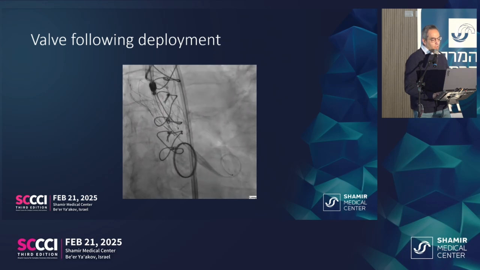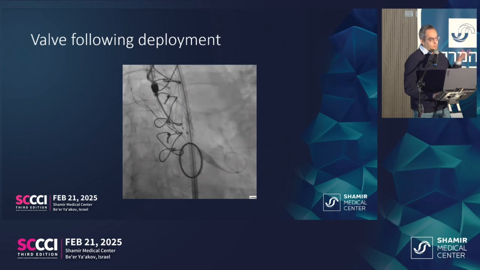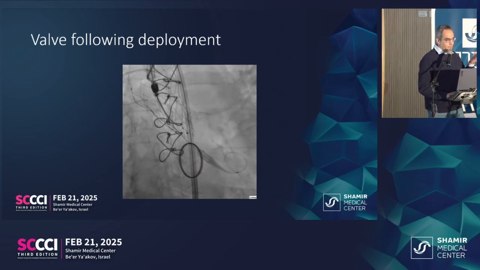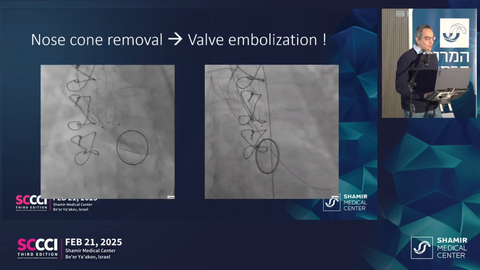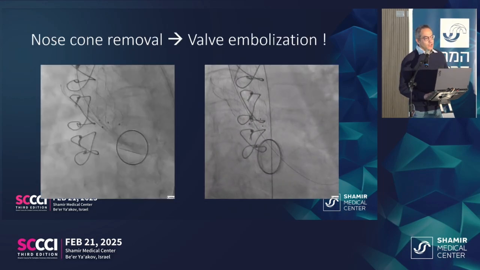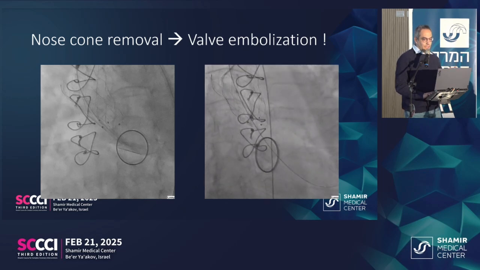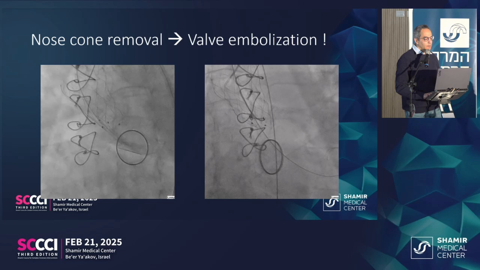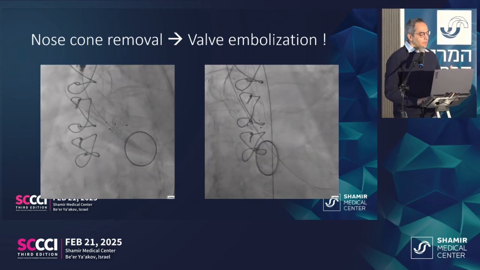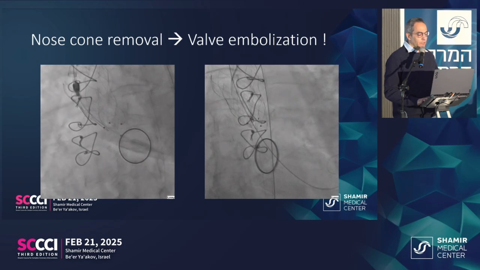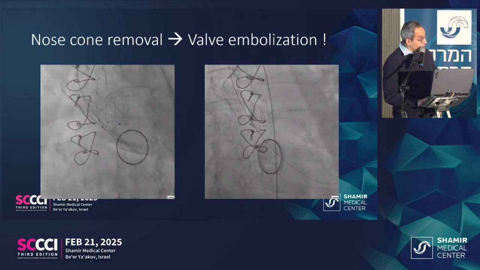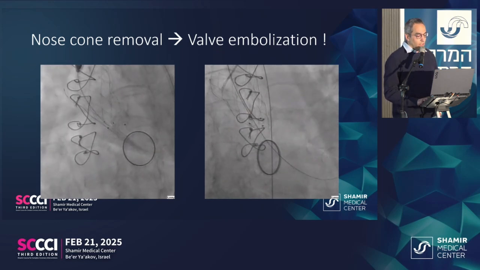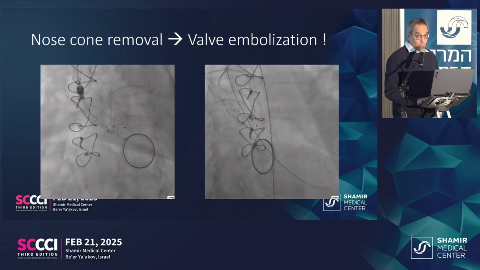So following implantation, you see that the valve is underexpanded and it migrated distally, right? Upward is distal, no? Okay. So we had a lot of challenges with nose cone removal because the struts of the Navitor were underexpanded. I must say I was surprised because there wasn't too much calcification and I had good predilatation, so I was quite happy. But again, it was very difficult to pull the nose cone out. So when we eventually took it out, the valve embolized even further.